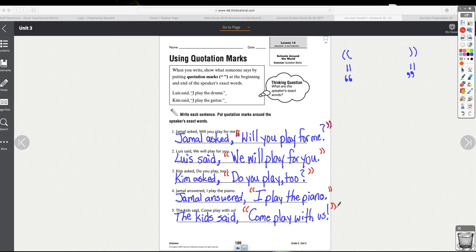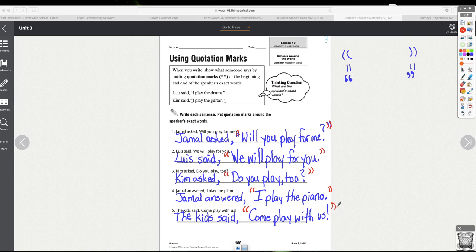Where's your beginning quotation marks? Where's the comma after the word said? Where's the capital T on the word the at the beginning of a sentence? Come on. Let's go. You don't have to change the capital at the beginning of a sentence. It stays the same. Good. Good. Nice job.